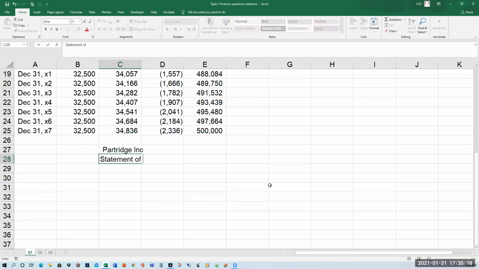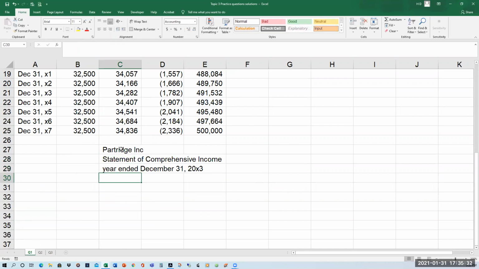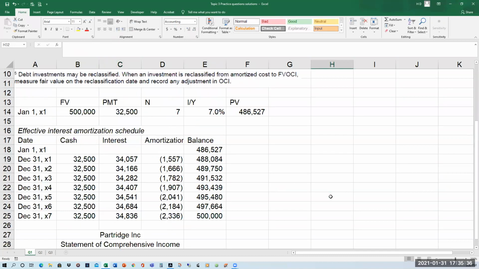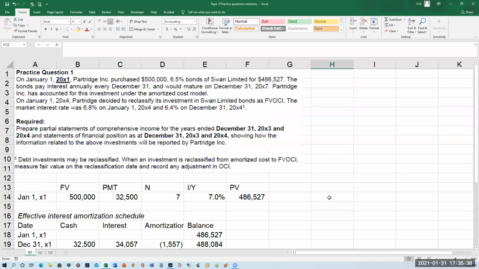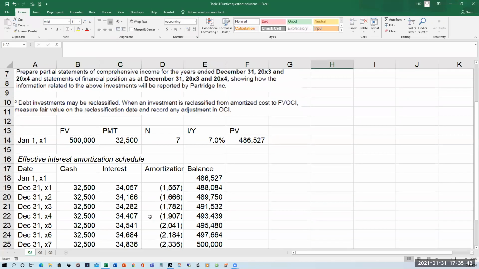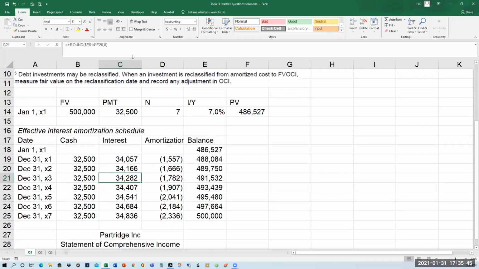Statement of comprehensive income, for the year ended December 31st. We're making one for the year ended December 31st, year 3. The information pertaining to the investment, well, what are we going to report here? We're only going to report the interest income.